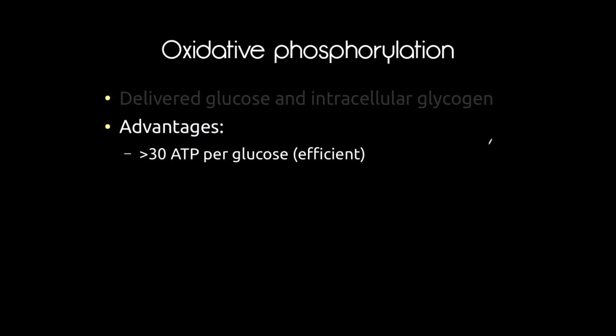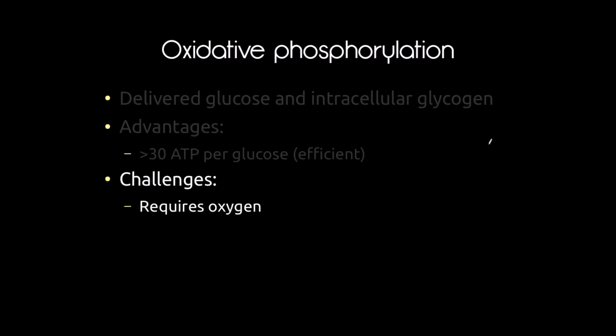Now, there's a few advantages of using oxidative phosphorylation. The really big one is that for every glucose molecule that we shove into this, we're getting more than 30 ATP back. And so this is a very, very efficient mechanism by which we can generate the ATP that we are losing through contraction. Very nice outcomes there. However, there's a couple challenges here that make it difficult for this to be one of our primary ways of getting ATP in all the different kinds of muscles that we have.